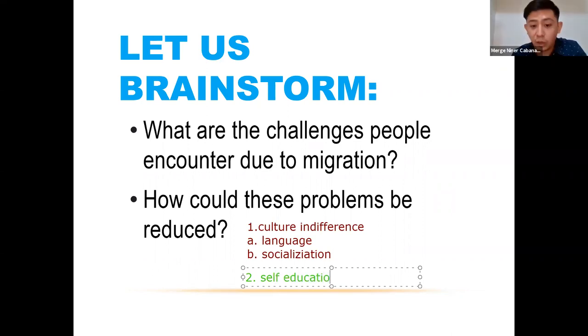So that you will not be caught off guard. Oh, wala pala silang rice, di ba? Or iba pala yung food nila. Yung pala yung transportation system nila. Ganun pala makipag-usap sa kanila, right? So that's correct. What about you, LJ?